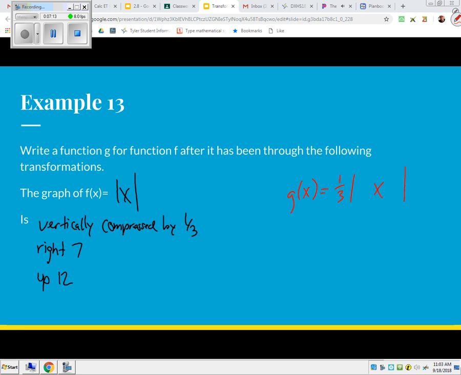All right, right 7. Where do I put 7 at? Minus 7 inside, minus 7 right here? Oh, x minus 7. Okay. It's opposite. You would think right 7 would be over here at the plus 7. It's opposite. Up 12. Plus 12.